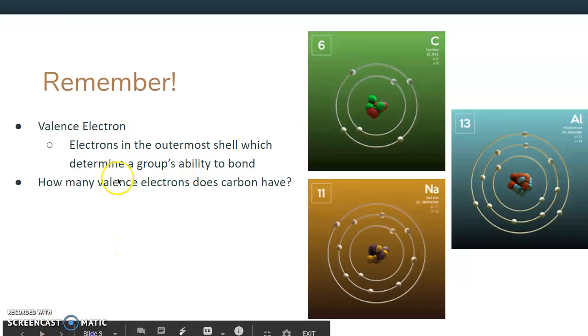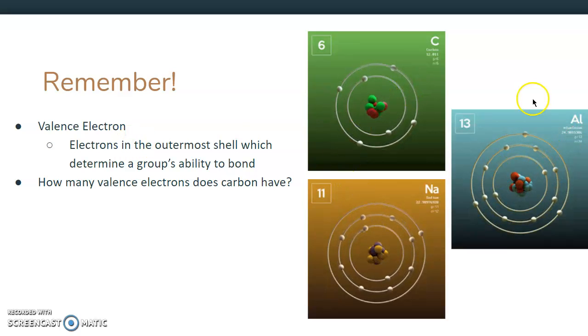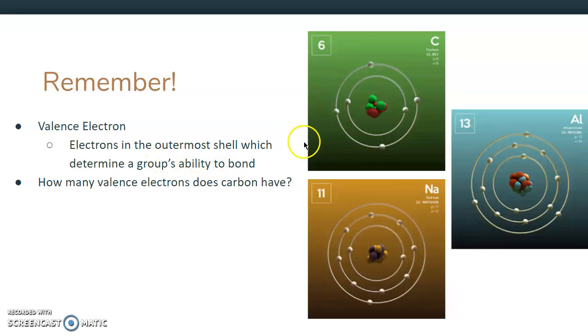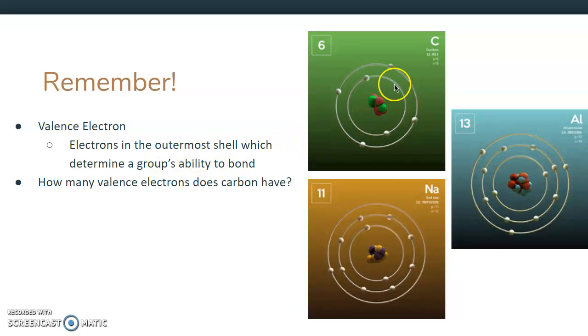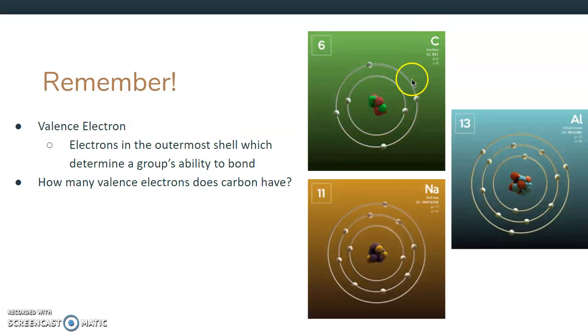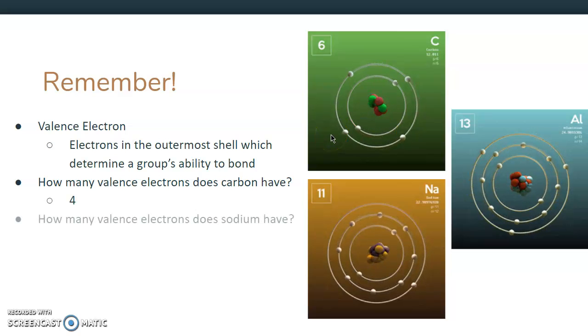So how many valence electrons does carbon have? Let's use some of these as an example. Valence electrons are in the outermost shell, so we have this inner shell first on carbon, which is 2 electrons, and then our outermost shell I am counting 4 electrons. So we have 4 valence electrons.